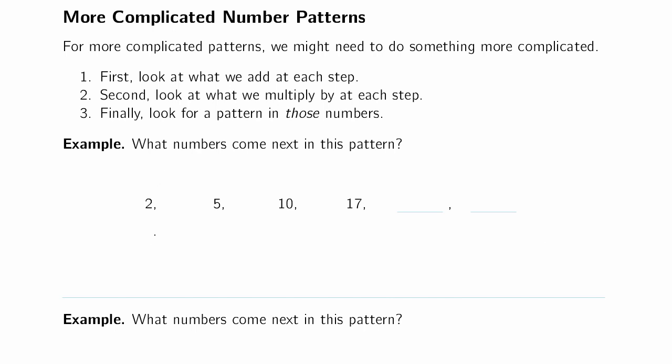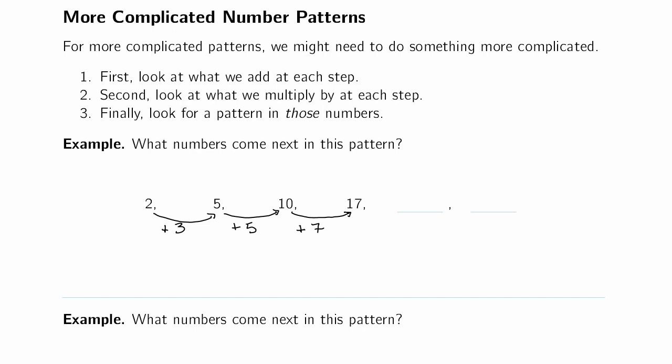So let's apply that to this number pattern. First, we want to look for what we add at each step. So to go from 2 to 5, 5 minus 2 is 3. To go from 2 to 5, we add 3. To go from 5 to 10, we add 5. To go from 10 to 17, we'll add 7. Now, maybe the pattern is obvious to you at this point. If it is, great. If not, we'll continue the process and then it'll jump out at you.